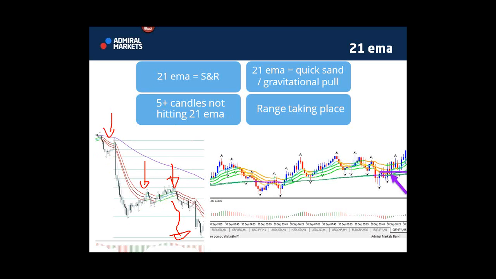Now, which time frame? Basically, you can use this rule on all time frames, I would say, but I would not use a 21 EMA for a trend. Let's say maybe on a minute chart or a 5 minute chart. I mean, there's not really a trend on those time frames. We can talk about momentum.